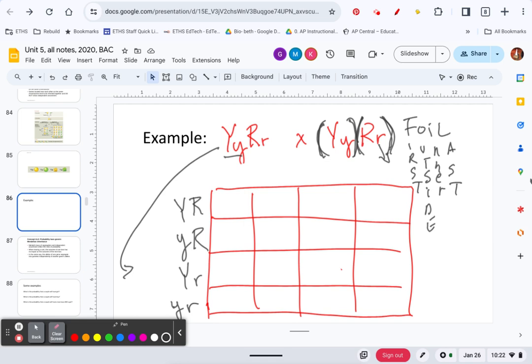And I look at the first letter of each parentheses. What's the first letter of the first parentheses? Big Y. And the first letter in the second parentheses is big R.